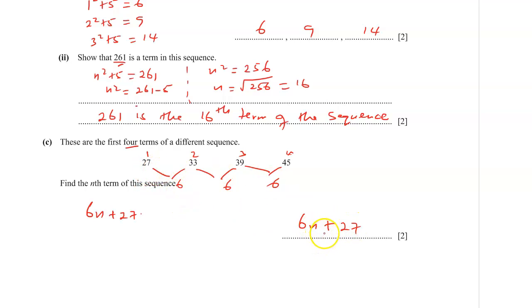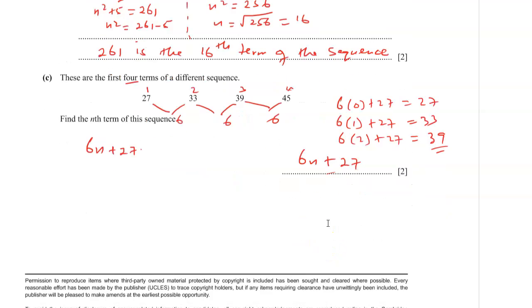Let's see whether this is correct. For the first term, n is 0, so 6 times 0 plus 27 gives us 27, the first term. 6 times 1 plus 27 gives us 33. 6 times 2 plus 27 is 12 plus 27, which gives us 39. That is correct. So the nth term is right there.